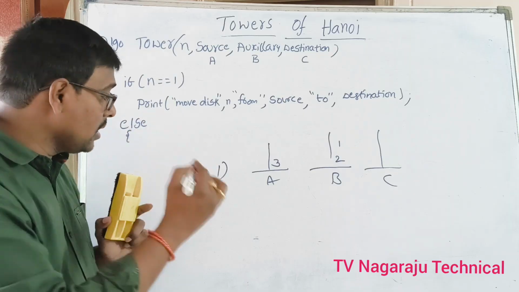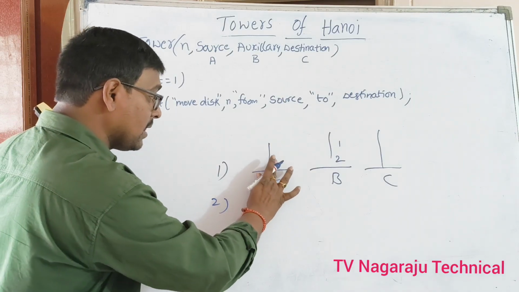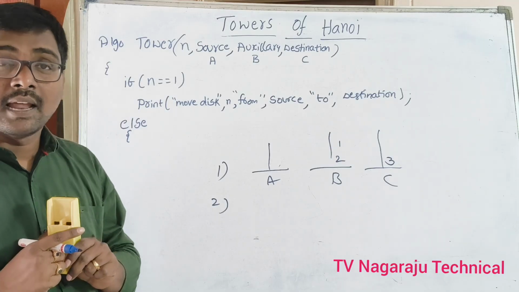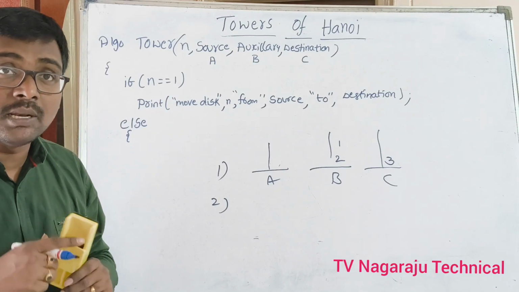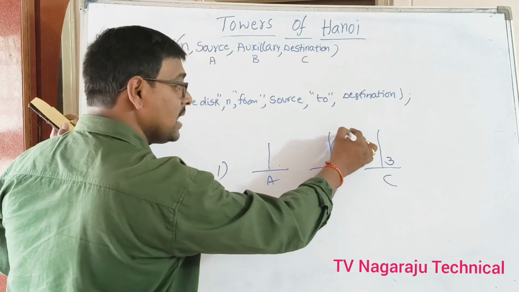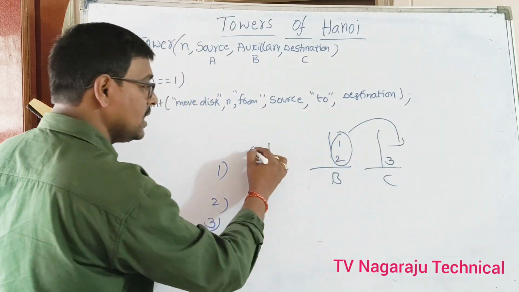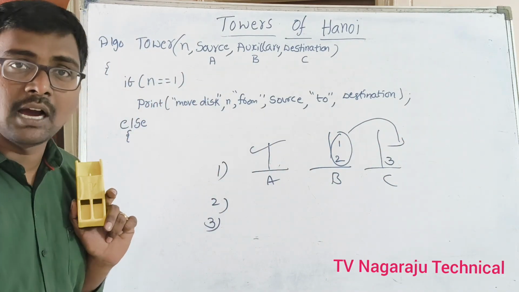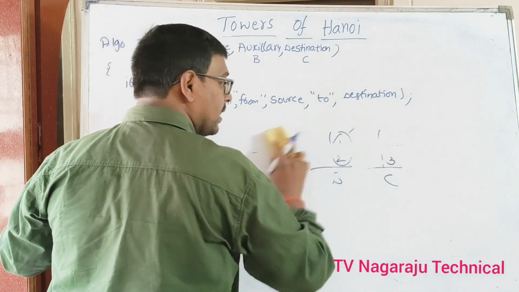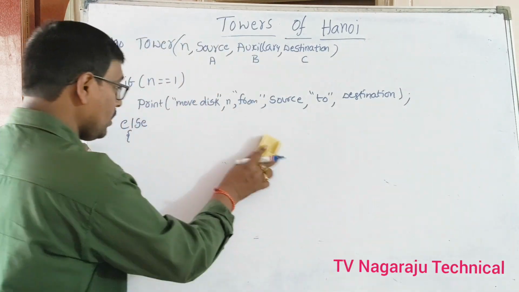What is the second step? In the second step, the largest disk is placed on the destination. What happened in the third step? We are moving these n minus 1 disks into C by using A as the auxiliary. This happened. Now exactly we are writing the 3 points.